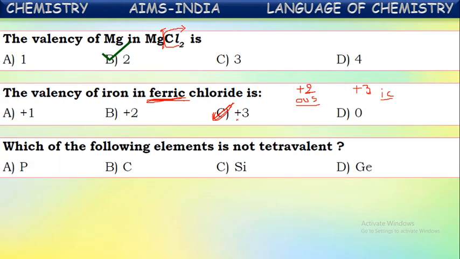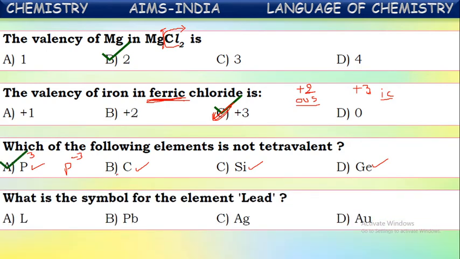Which of the following elements is not trivalent or tetravalent? Tetra means 4. Tetravalent means the element with valency 4. Generally, carbon group or carbon family elements exhibit valency 4. Carbon, silicon, germanium all belong to the same group, and these elements exhibit valency 4. Only phosphorus is not an element with valency 4. It can exhibit a valency of 3 only. We write the formula of phosphide as P minus 3. So its valency is 3, not 4. So it is a trivalent element, not a tetravalent element. So phosphorus is the correct answer. Okay, next.